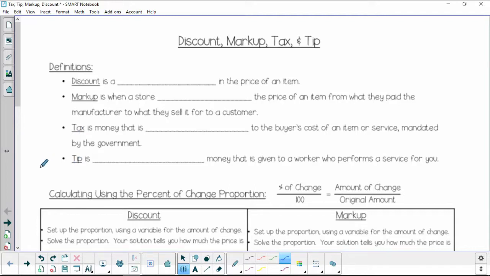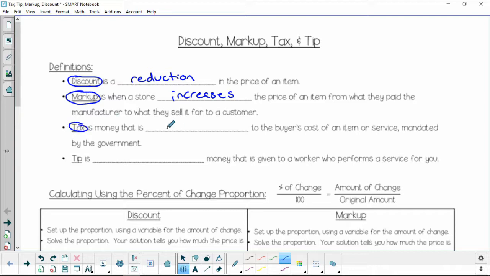One way we commonly use percent is in discount, markup, tax, and tip. So here are a few things that you need to know. Discount is what we call a reduction in the price of an item. Markup is when a store increases the price of an item from what they paid the manufacturer to what they sell it for to a customer.